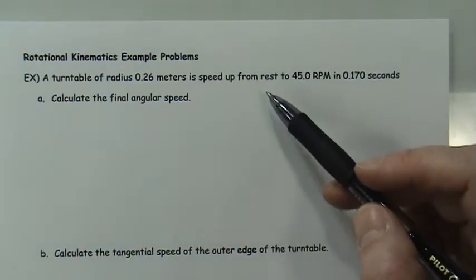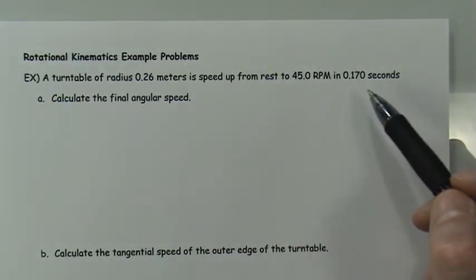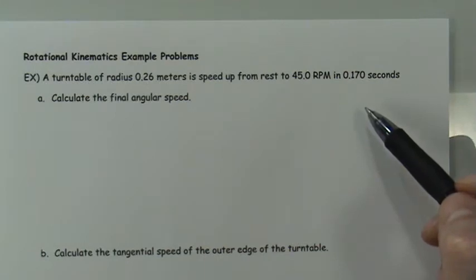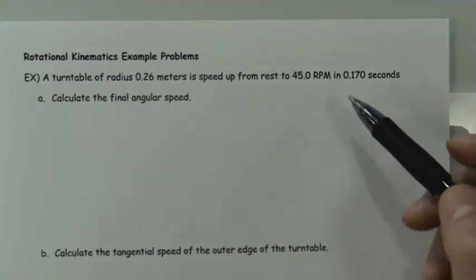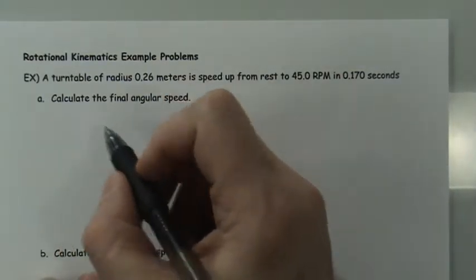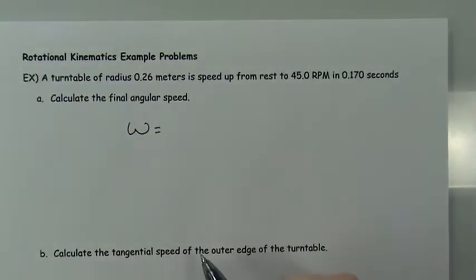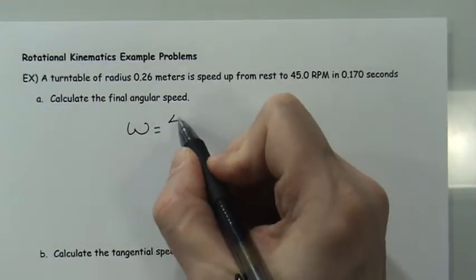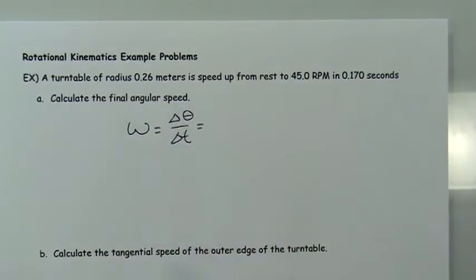So it's going to go from rest to rotating at 45 revolutions per minute. It's going to take it 0.17 seconds to reach that speed. So typically on a turntable, it gets up to speed pretty quickly. So the first question is just simply to calculate the final angular speed. And in order to do that, we can calculate omega. It's asking you for omega, and the formula for omega is the change in angle divided by the change in time. And with the information that they gave me, I can work that out.